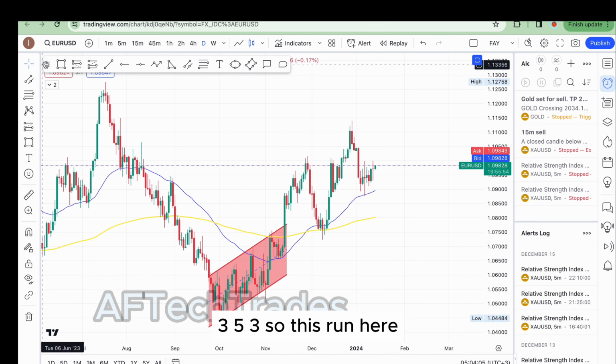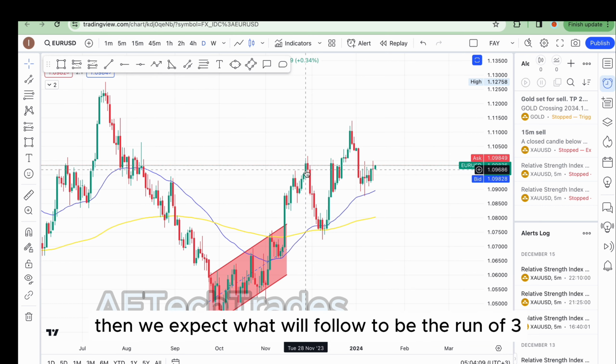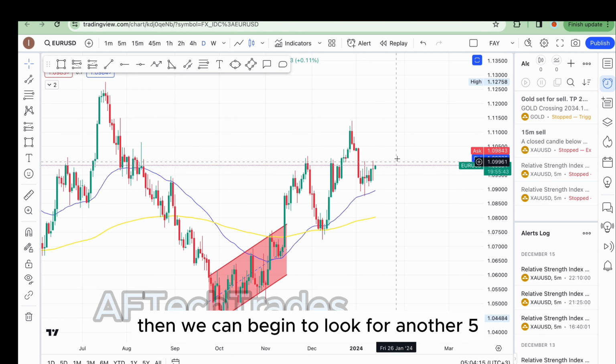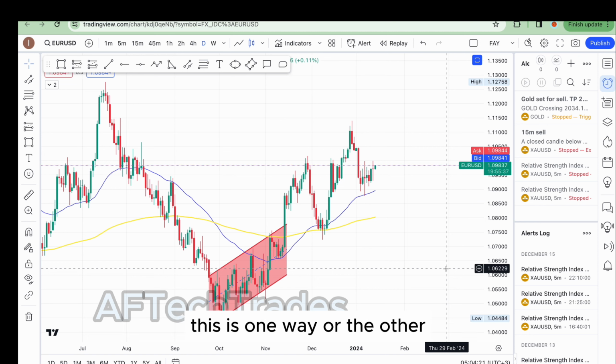So this run here, is this the run of 5? If it's the run of 5, then we expect what will follow to be the run of 3. So if it's the run of 3, what happened after consolidation, then we begin to look for another 5, and usually it will be in the opposite direction.